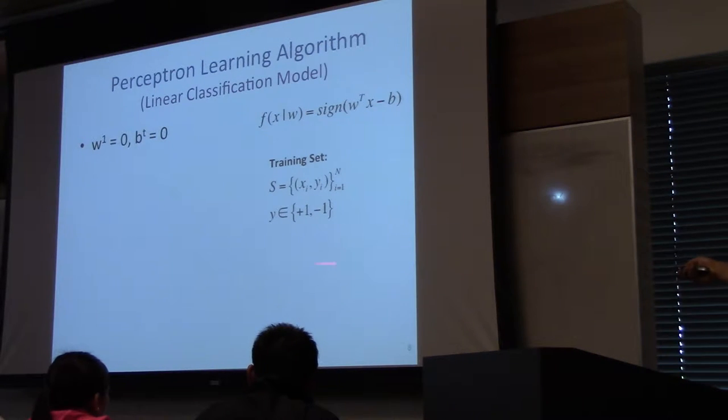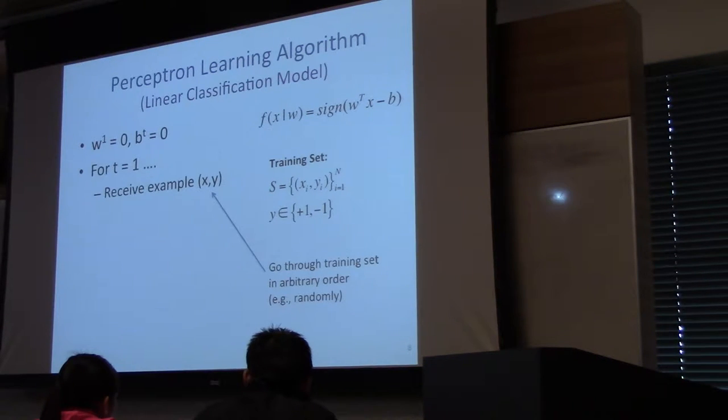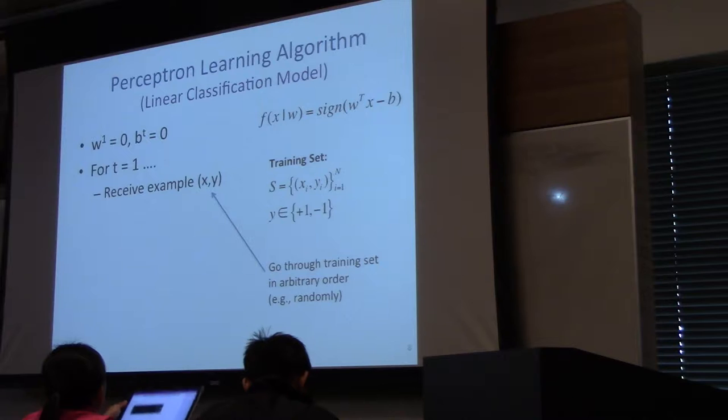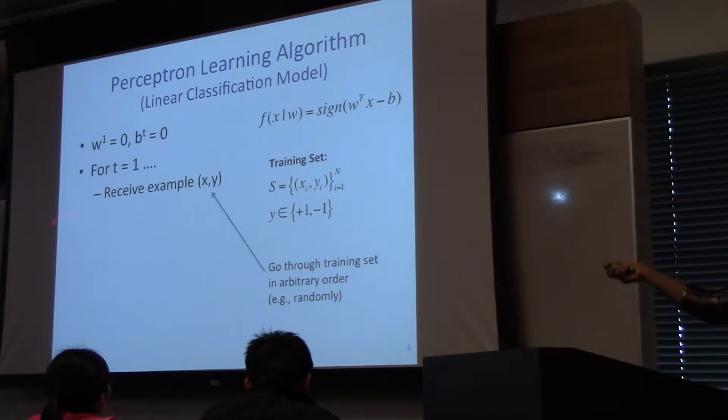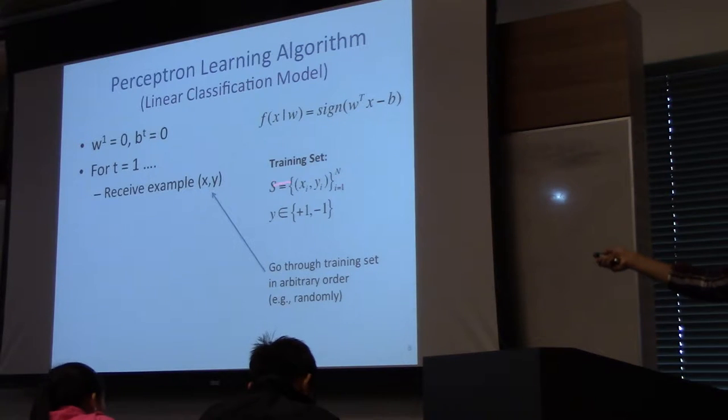And just a recap of notation, this is your training set, it's a binary classification problem. What the perceptron learning algorithm does is it does a loop, and t will be the index that keeps track of where we are in the loop. At every iteration within this loop, we receive a training example from the training set. For now, you can just think of it as any arbitrary order. In practice, many people do this in random order, sampling randomly. But for now, you can just think of it arbitrarily.